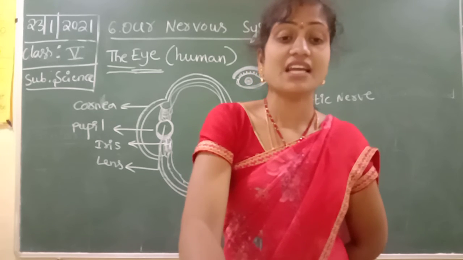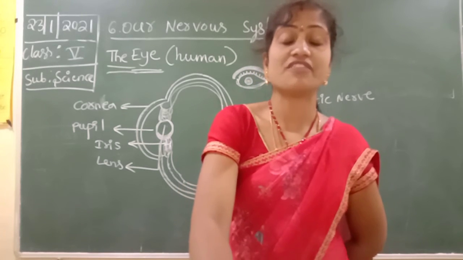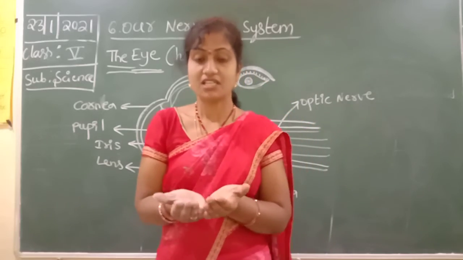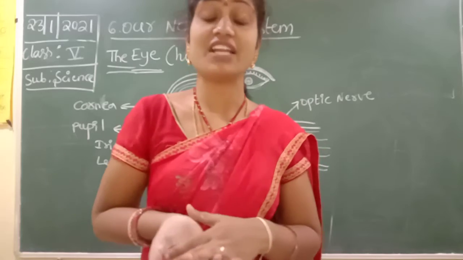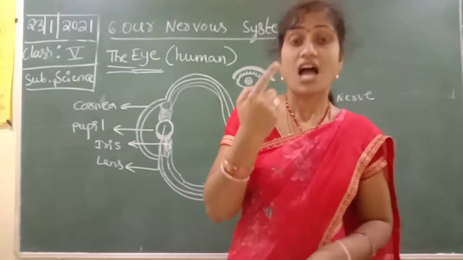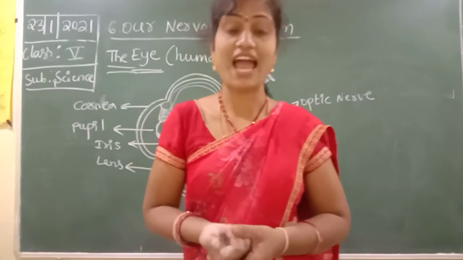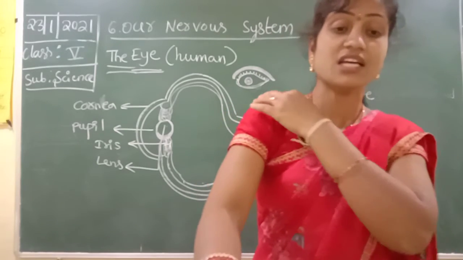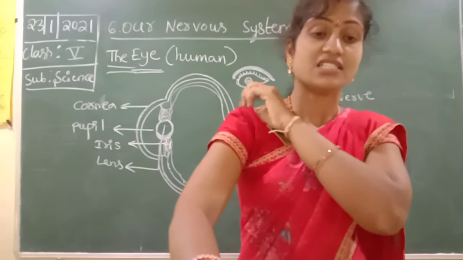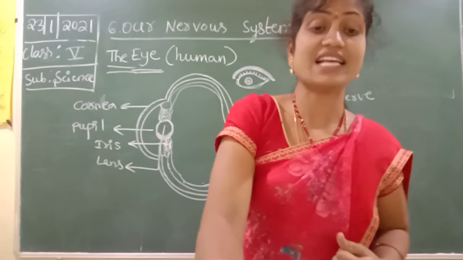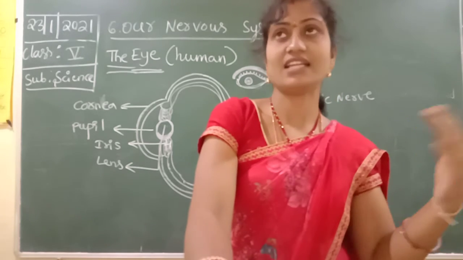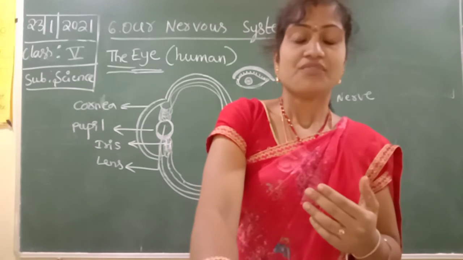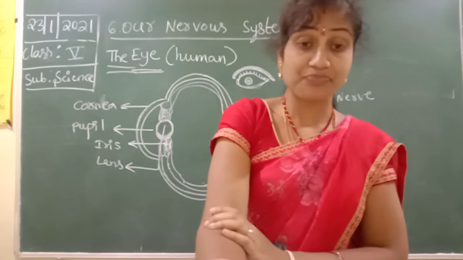Do not study or work in dim light or very bright light. Some members read the book like this, in dim light or very bright light. It is very harmful to our eyes, so we have to choose the correct lighting only. Let the light fall from the left side only.